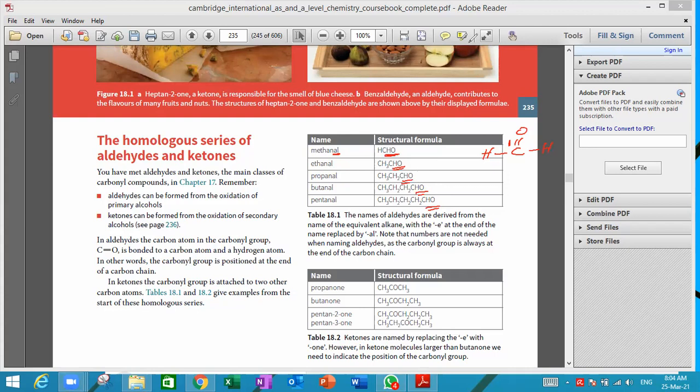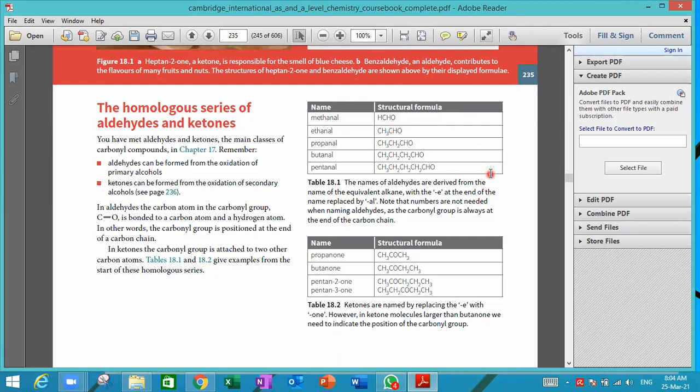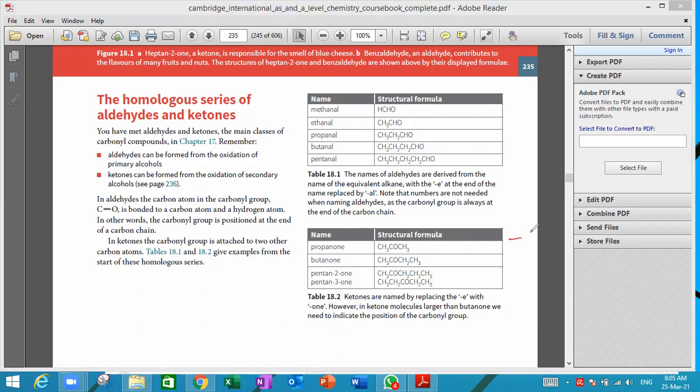Now, for the second group of compounds, the ketones, in order to name them, we have to remove the "e" at the end of the name alkane and put "one". Since the C double bond O in ketones is in between 2 other carbon atoms, the smallest ketone that we should have is propanone, with only 3 carbon atoms. This is the first member of the ketones: propanone, CH3, C double bond O, and then CH3.